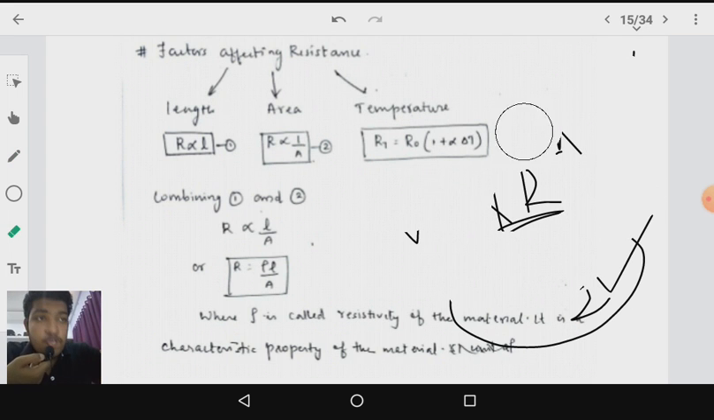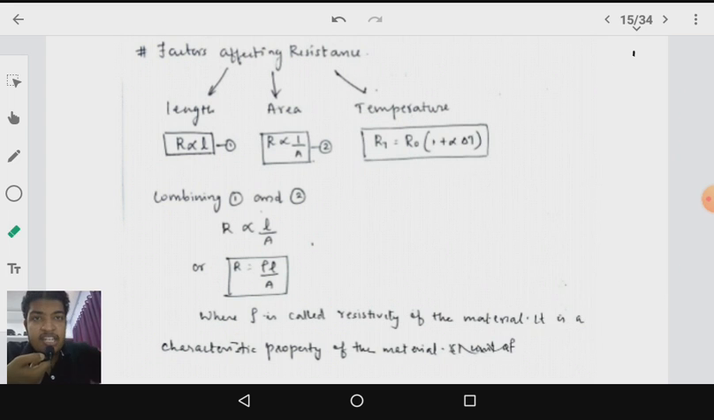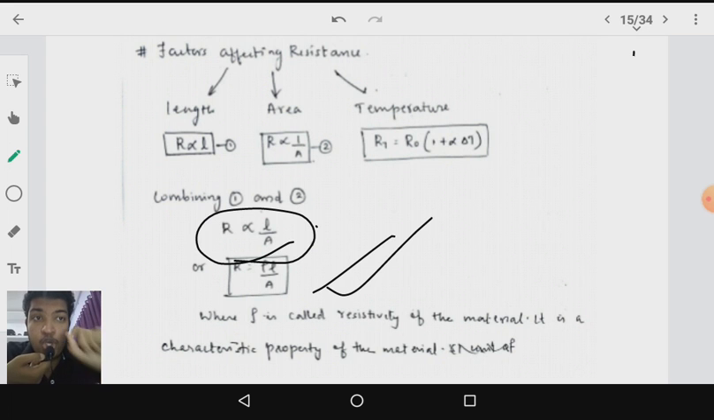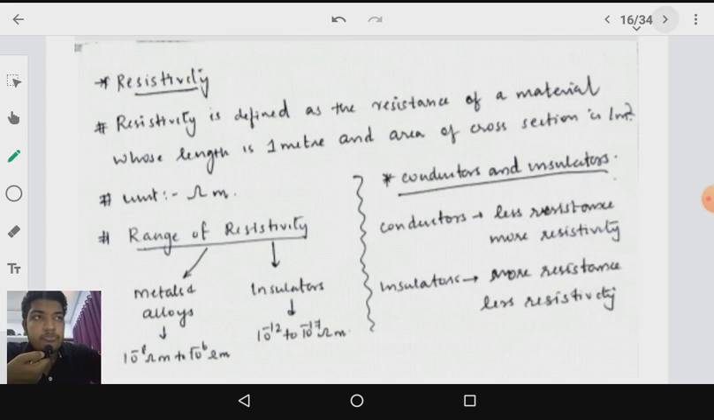So we are going to combine the first and the second relation to get R is directly proportional to L by A, or we can use a constant of proportionality, that is rho. Rho is known as the resistivity of the material, and it is a characteristic property of a material. Like you give a price tag to a material, right? So this resistivity is also a characteristic of a material, just like a price tag. It depends on L and A? No, it again does not depend on potential difference and current.